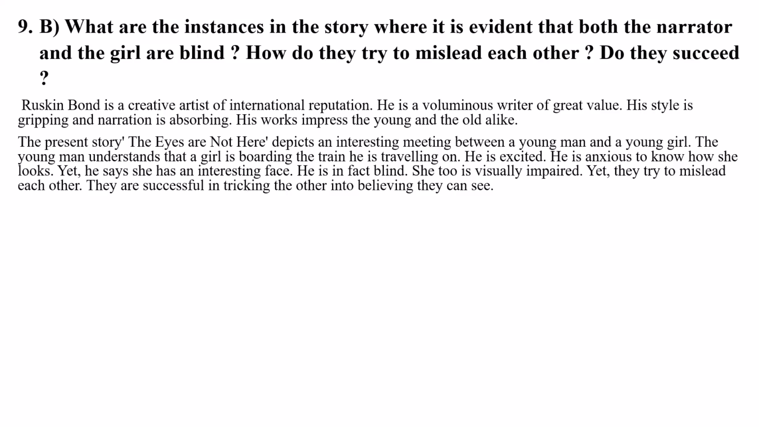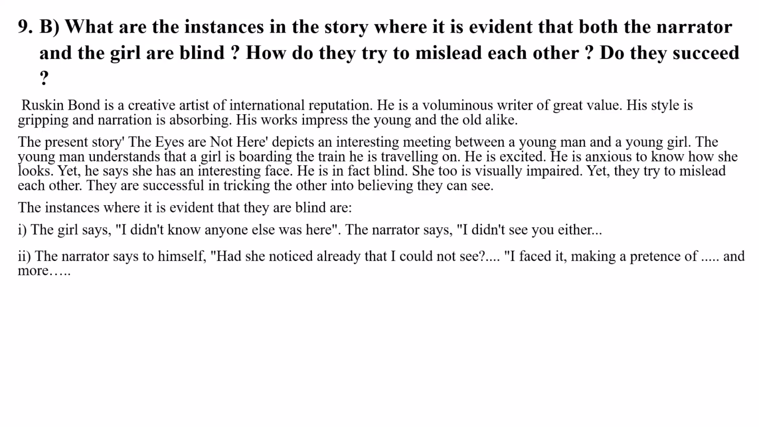So how do they try to mislead each other? You have to select the sentences from the textbook, students. So the instances where it is evident that they are blind are: the girl says, I didn't know anyone else was here. The narrator says, I didn't see you either. Second instance, the narrator says to himself, had she noticed already that I could not see? So he gets a doubt. I faced it, making a pretense of, and more. So these are the lines you have to pick up from the textbook, students.